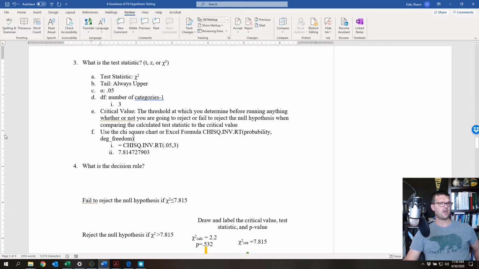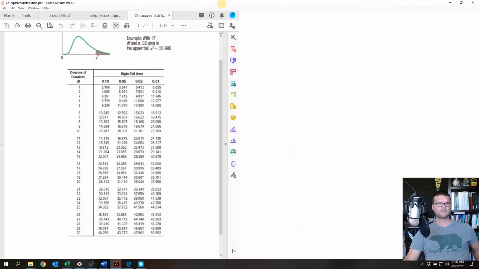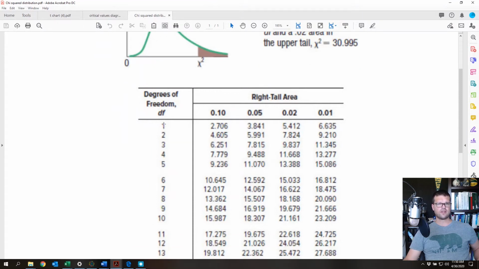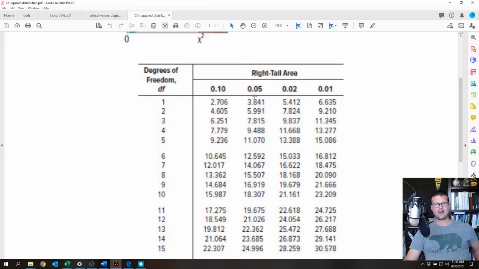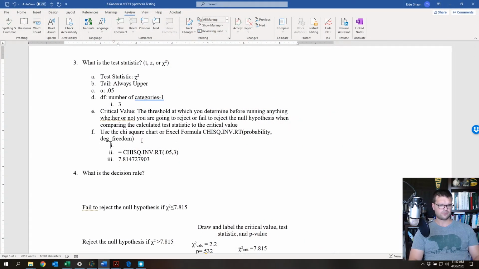The chi-squared chart is just like the t-chart that we've been using, and I'm going to pull it up right here. With the t-chart, remember we've got the degrees of freedom, and then we've got the alpha level. So we've got degrees of freedom of 3 and an alpha level of 0.05. So what's the intersection of the two? It's going to be 7.815. And so that's what I've got using the chart.